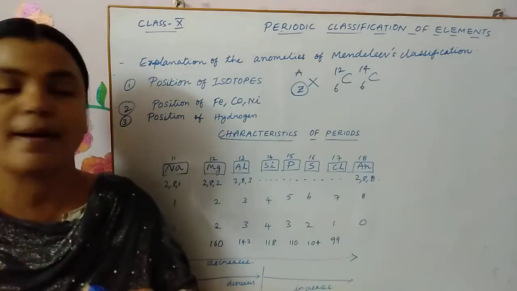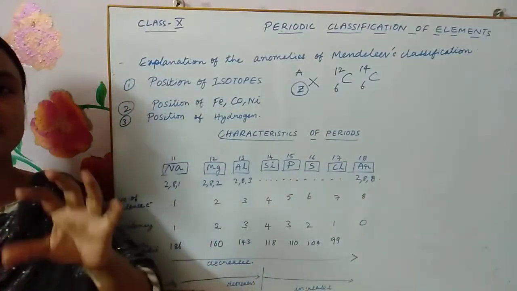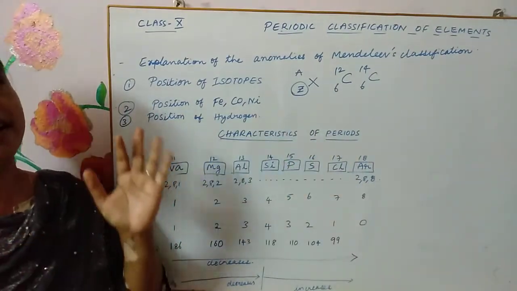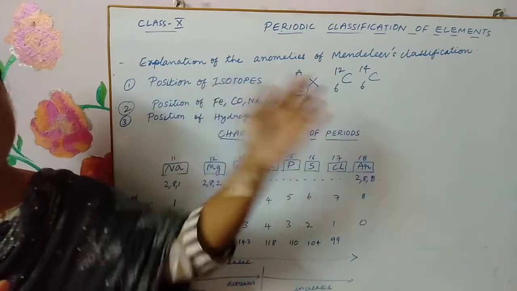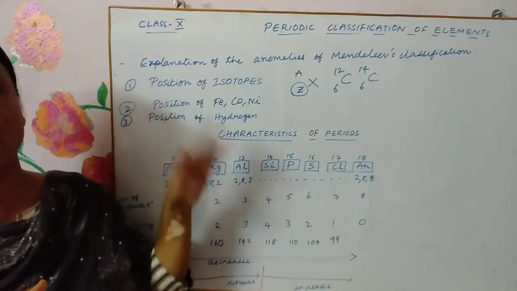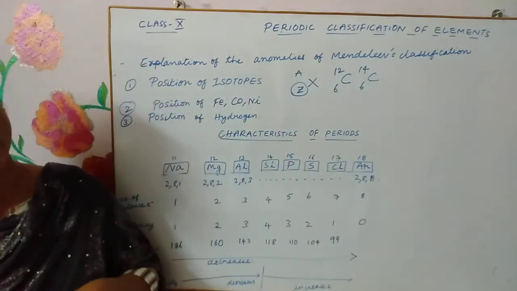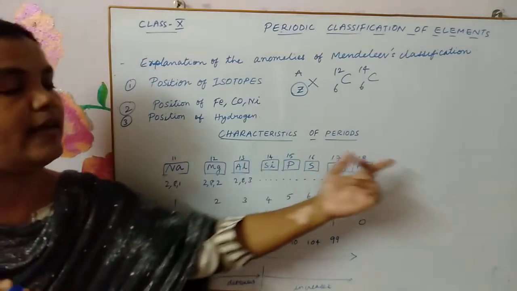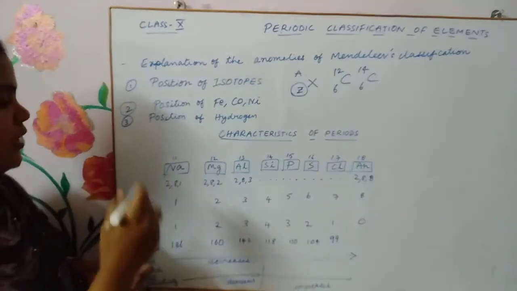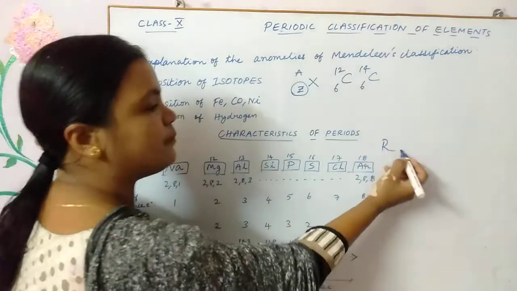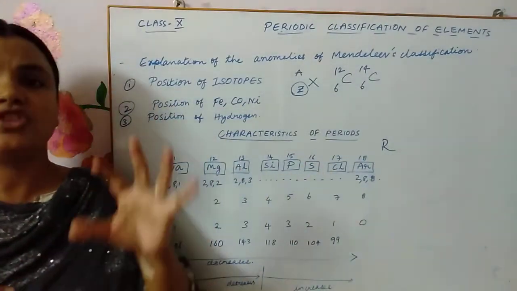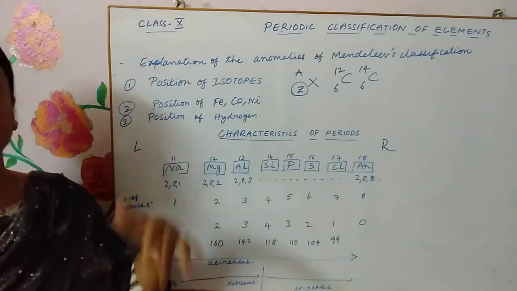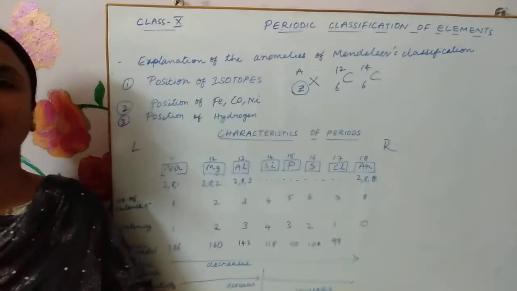Now we'll discuss the characteristics of periods, actually how certain characteristics change in a period. What is a period? It's nothing but a horizontal row. So we have such 7 rows, periods, in the long form of periodic table, right? Certain characteristics change as you go from left to right in a period. As you move from left to right, we see certain changes, like a gradation of the characteristic properties. How the different characteristics change, we'll be learning now, children.